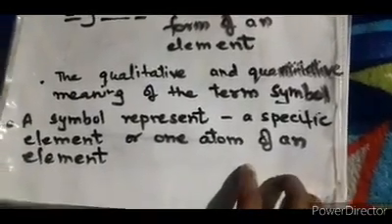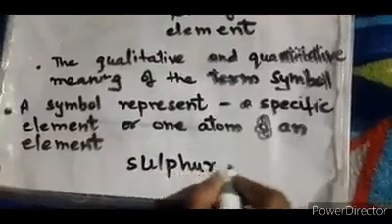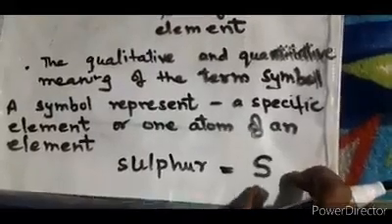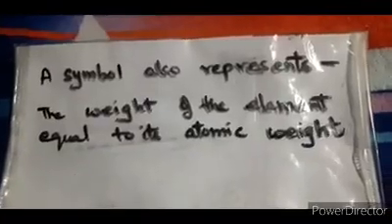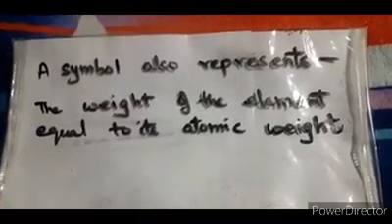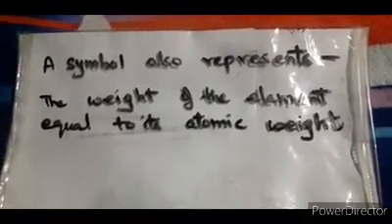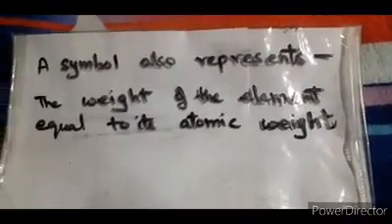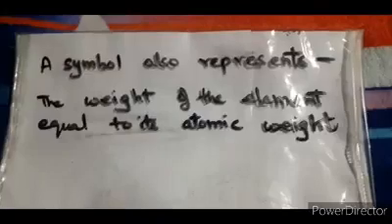For example, if I give you sulfur, you know its symbol, that is S. So this was a specific notation, or you can say a specific symbol, that was given to the particular element. Now look at the other way of representing the symbol: the weight of an element is equal to its atomic weight. What does it mean? Basically, it represents how many times an atom is heavier than one atomic mass unit, which is defined as 1 by 12th the mass of the carbon atom. So this is also another way to represent the symbol.